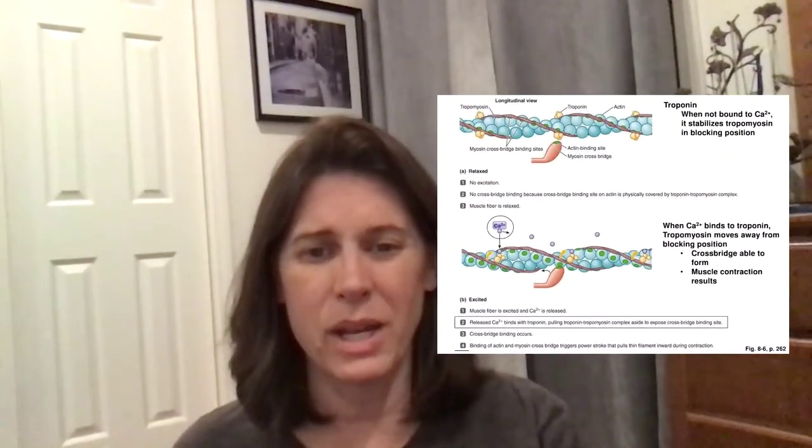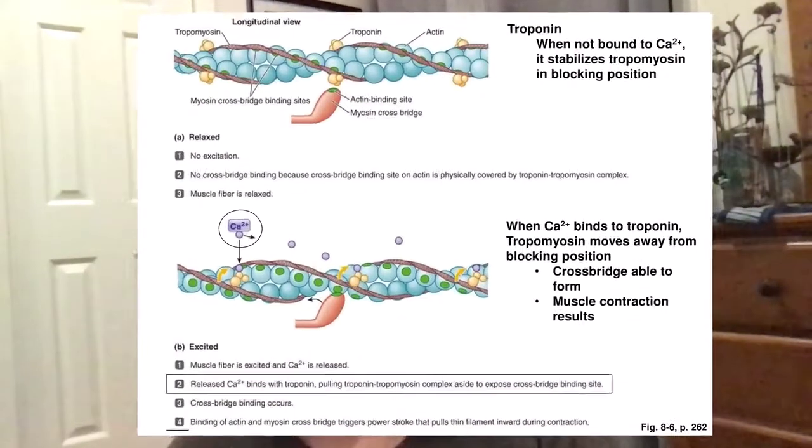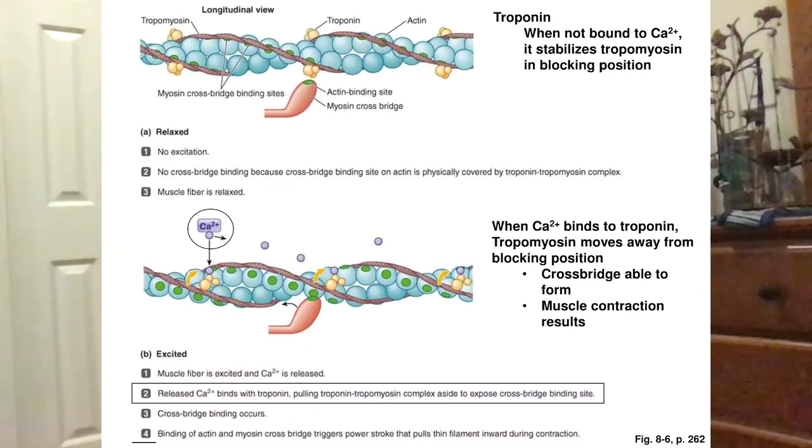So now we're going to bring in a molecule of calcium. The upper panel shows you everything is at rest. The tropomyosin is laying over the active sites. Troponin is there, holding it in place. And you can see there's a myosin head, but it's not forming a cross bridge. In the bottom panel, calcium shows up. Those little purple balls indicate calcium.